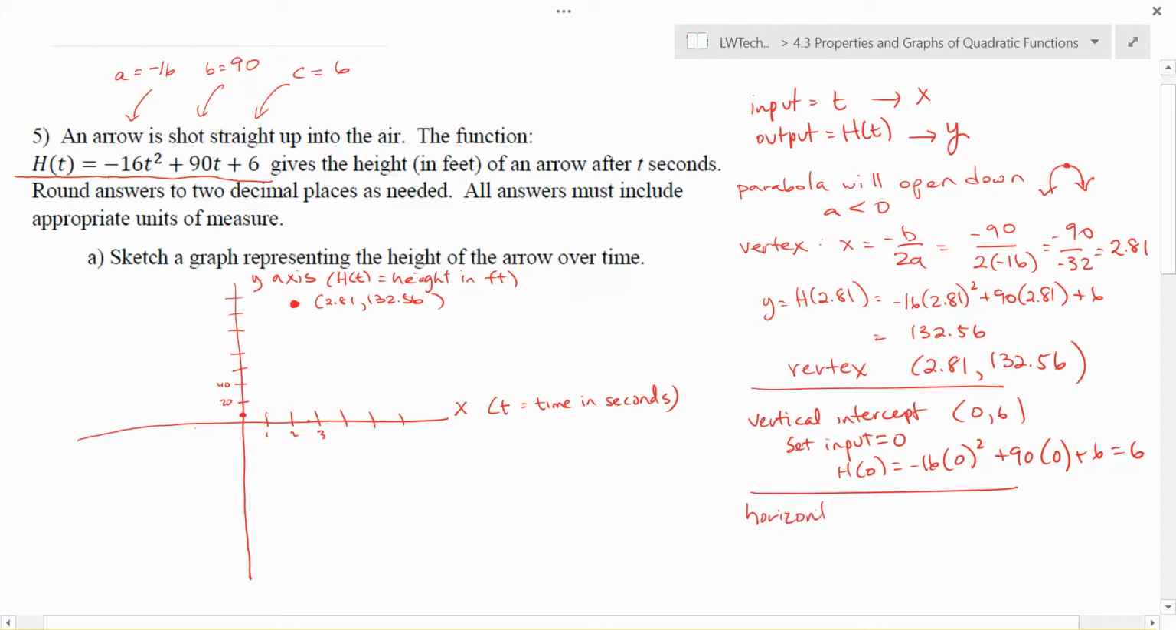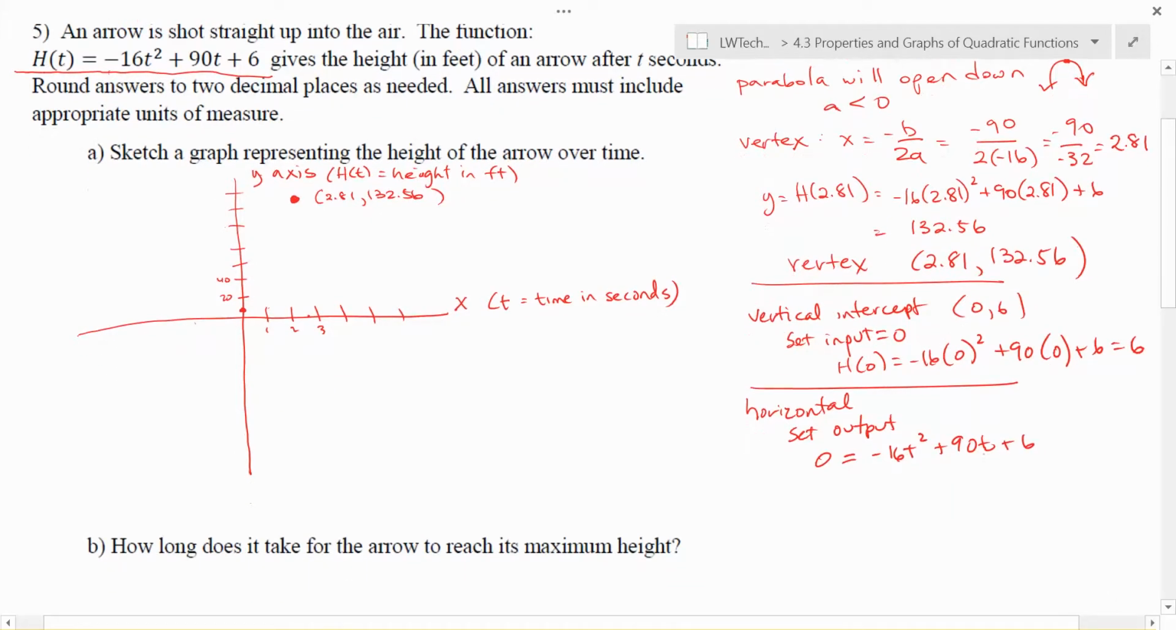To find the horizontal intercept, we want to set the output equal to 0, which is a little bit different. So here we're going to find 0 equals negative 16t squared plus 90t plus 6, and we want to solve this equation. Because we have a t squared and a t in it, we're going to have to either factor or use the quadratic formula. I'm going to trust that that doesn't factor nicely, and let's dive into using the quadratic formula here. In this case, x equals are really our t equals, right? Because we're thinking of both of those as our input variables. Our formula is negative b plus or minus the square root of b squared minus 4ac, all divided by 2a. Plugging our numbers in.